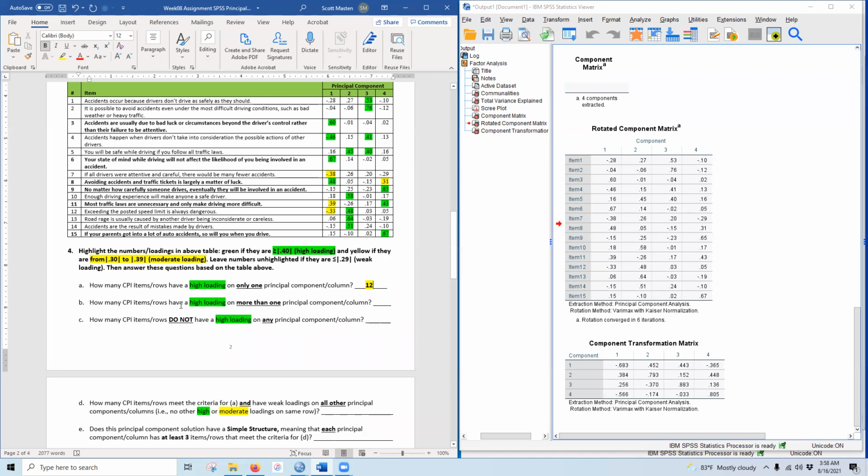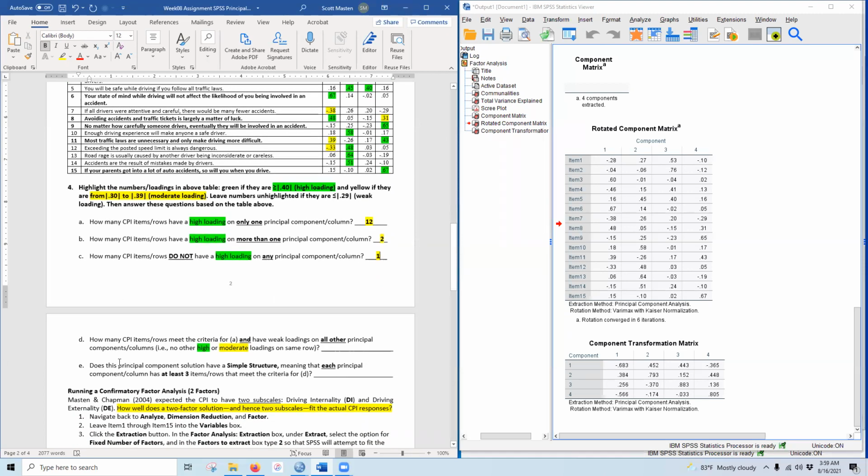How many CPI items have a high loading on more than one principal component or column? Well, that's number 4 and number 5. So there's 2 of those. At the end here, this thing should add up to 15. How many CPI items or rows do not have a high load on any principal component? That's this one right here, item 7, kind of blows, doesn't really load highly on anything. So if you did this right, hopefully the total here adds up to the total number of items, which is 15, and mine does, so that's seeming pretty good.